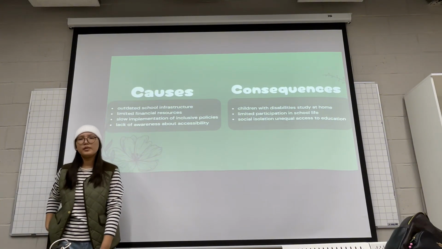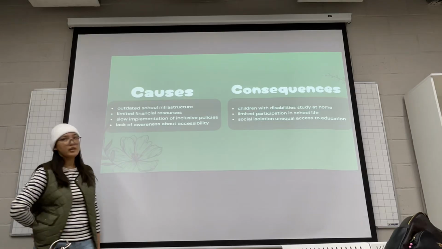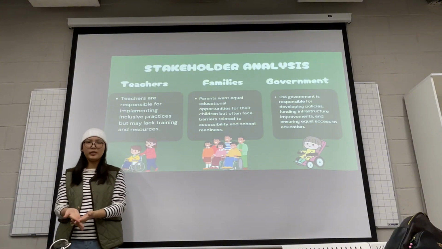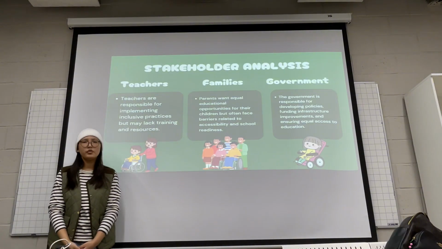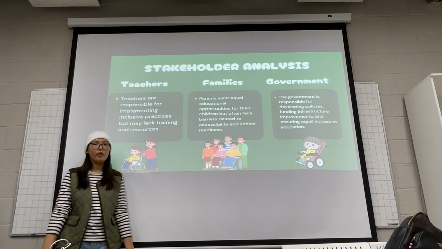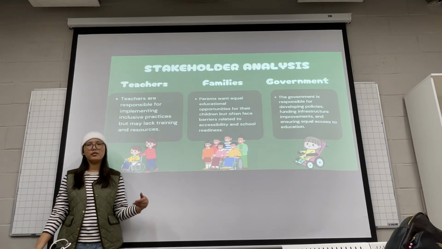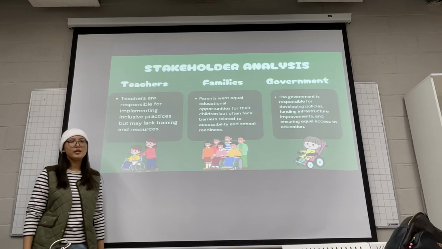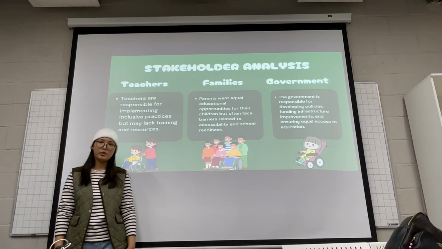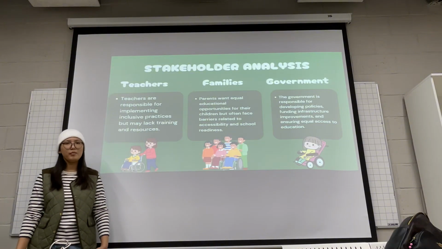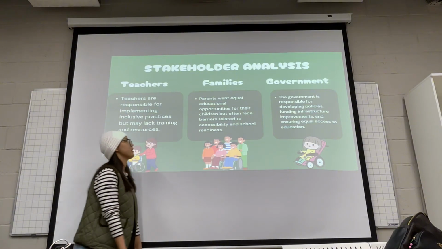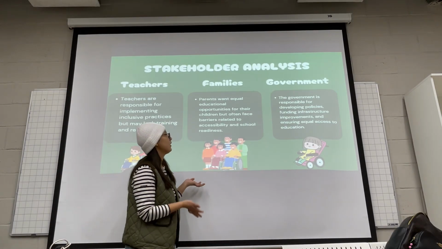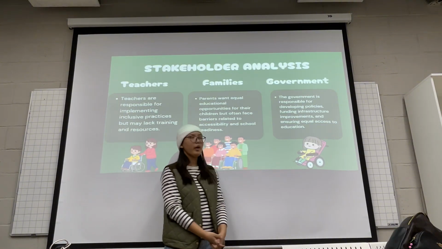The next, addressing physical barriers requires cooperation between different stakeholders. First one is the teacher. Teachers try to create inclusive classrooms, but many of them do not have enough training or resources to support the students with mobility disabilities. And the second one is the families. Families still want equal education opportunities for their children, but inaccessible schools make it very difficult. The third one is the government, which should create better policies and provide funding and improvements, ensuring equal access to education.